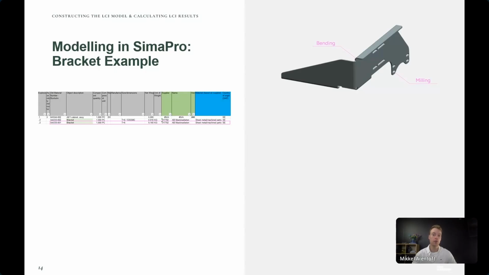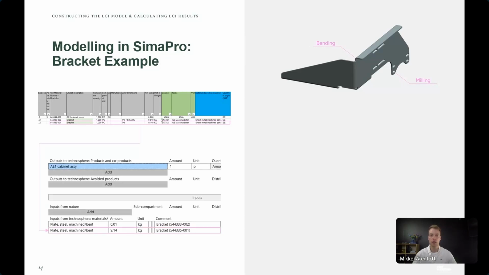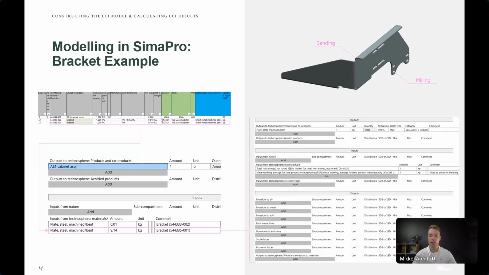Let's take a look into how the product system is modeled in the LCA software. This is a very simple example of a steel bracket. In the bill of materials, we have that this is one bracket of 9.14 kilograms of sheet metal. What we see from the CAD file is that it has 3 bends and some machining processes. This part is input into the LCA software as 9.14 kilos of a process that we call plate steel machined bend. That includes the input of steel, that's the material input, and the manufacturing process input, which is the manufacturing of that steel. This is a very generic example, but I hope it gives you a little insight into how the product is modeled based on the input data.